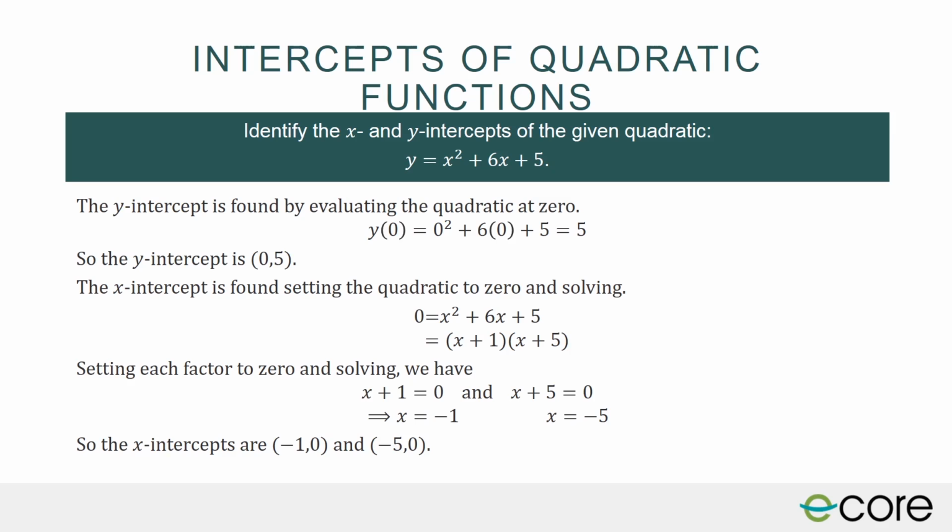The x-intercept is found by setting the quadratic to 0 and solving. So we set 0 equal to x^2 + 6x + 5. And that factors as (x + 1)(x + 5). Setting each factor equal to 0 and solving, we have x + 1 = 0 and x + 5 = 0, which yields x = -1 and x = -5. So the x-intercepts are (-1, 0) and (-5, 0).